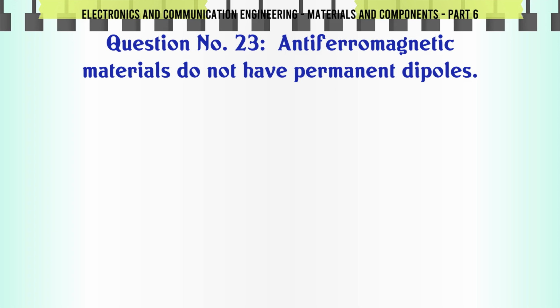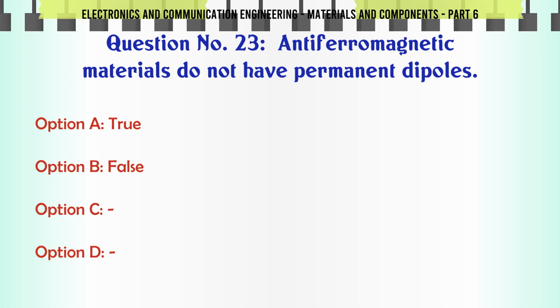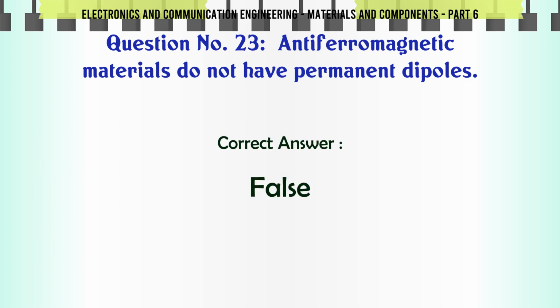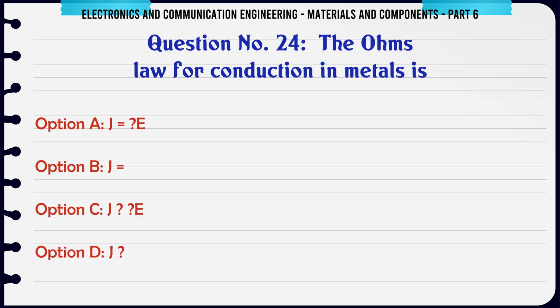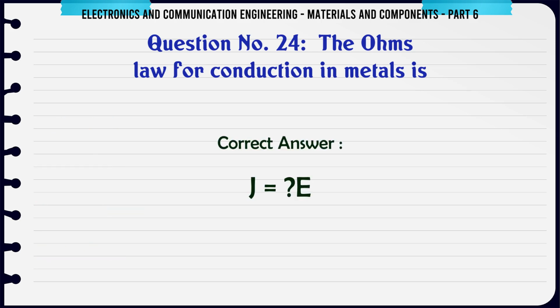Antiferromagnetic materials do not have permanent dipoles. A true, B false. The correct answer is false. Ohm's law for conduction in metals is: A, J equals sigma E; B, J; C, J equals E; D, J. The correct answer is J equals sigma E.